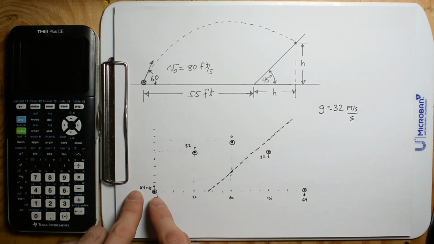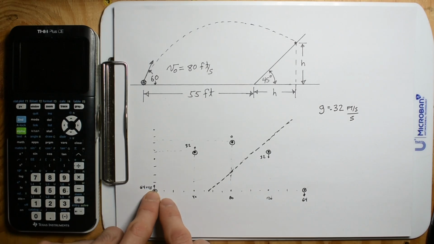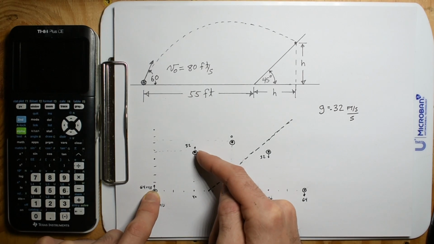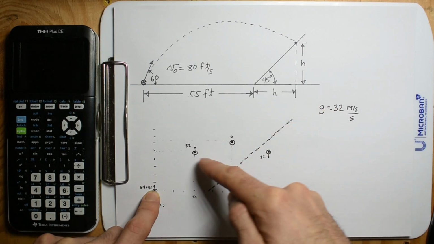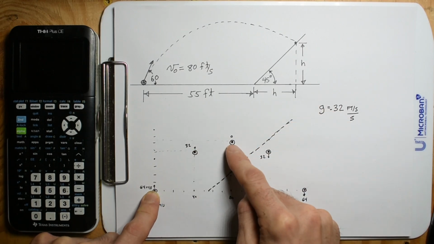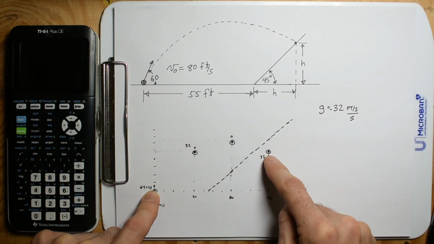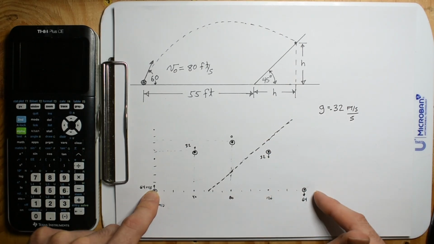So what we're going to have is, after the first second, this velocity is going to go from 64 feet per second to 32. Cool. And then the next second, it's going to lose another 32 feet per second. It's going to go to 0. And then in the third second, it's going to pick up 32 feet per second and then pick up 64.